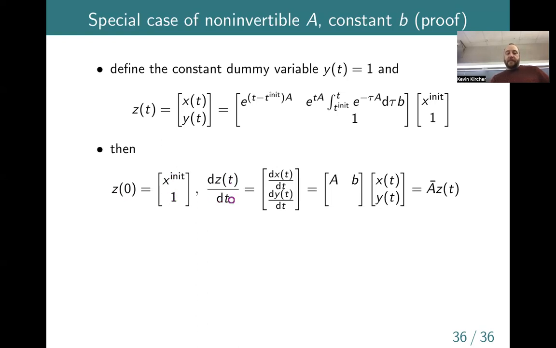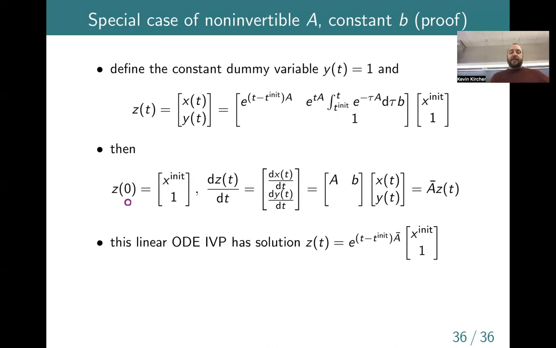And then we can take the derivative of z. Well, that's just equal to x dot, and y dot is 0, so we get all zeros down here. And then x dot is just equal to ax plus b, and y is equal to 1. So when we take b times y, that's just equal to b. So this thing is consistent. It just has the x ODE up here in the first row, and it has basically dy dt equals 0 in the bottom row. And this coefficient matrix that multiplies x and y is the thing that we called A bar in the previous slide.